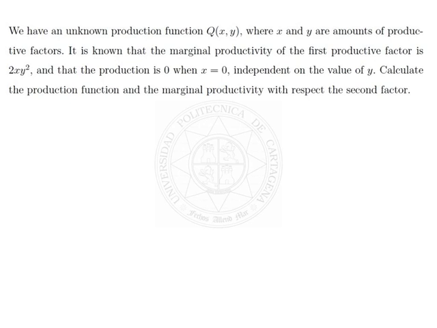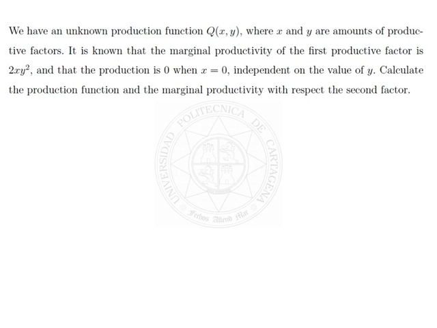We have an unknown production function Q of x,y, where x and y are amounts of productive factors. It is known that the marginal productivity of the first productive factor is 2x y squared, and that the production is 0 when x is 0, independent of the value of y. Calculate the production function and the marginal productivity with respect to the second factor.